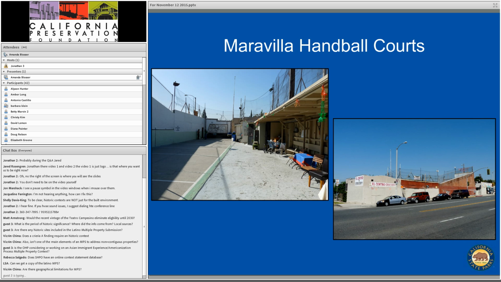So the geographical, yes, there are geographical limitations. They can be immensely broad, like the entire state of California, or even the entire United States, or it could be the city of Sacramento. And you would spell that out. It's one of the requirements of the multiple property submission, is to submit or come up with that geographical data. I don't see any other questions, John.